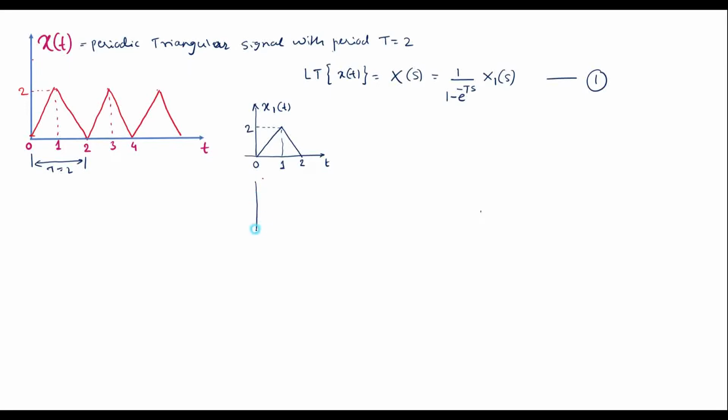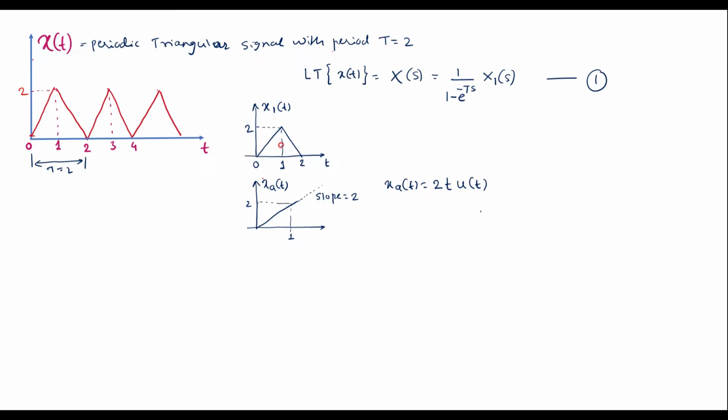So I can represent it as follows. I will call the first part of x1 of t as xa of t. It is a ramp signal which continues till infinity, having slope equal to 2. This is 1, this is 2. Therefore the slope is 2. I can represent xa of t is equal to 2t. In terms of the unit step signal, I can represent it as 2t u of t.